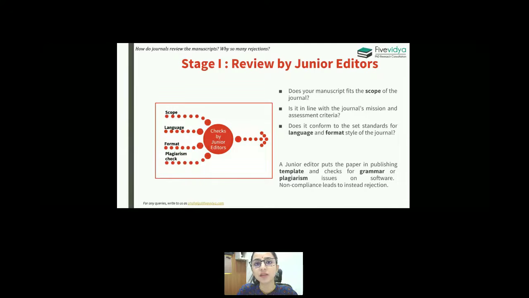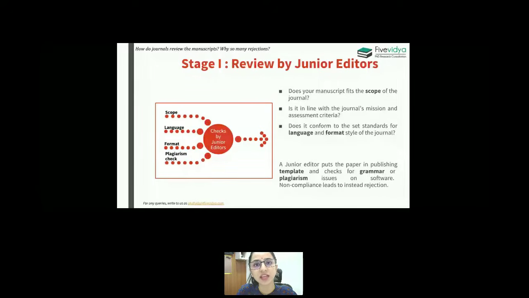And moving ahead, if the language you are using in your paper has grammatical errors or other editorial errors, then it will be rejected then and there. Those junior editors will also be checking whether your paper adheres to the formatting guidelines of the journal in which you are making a submission.